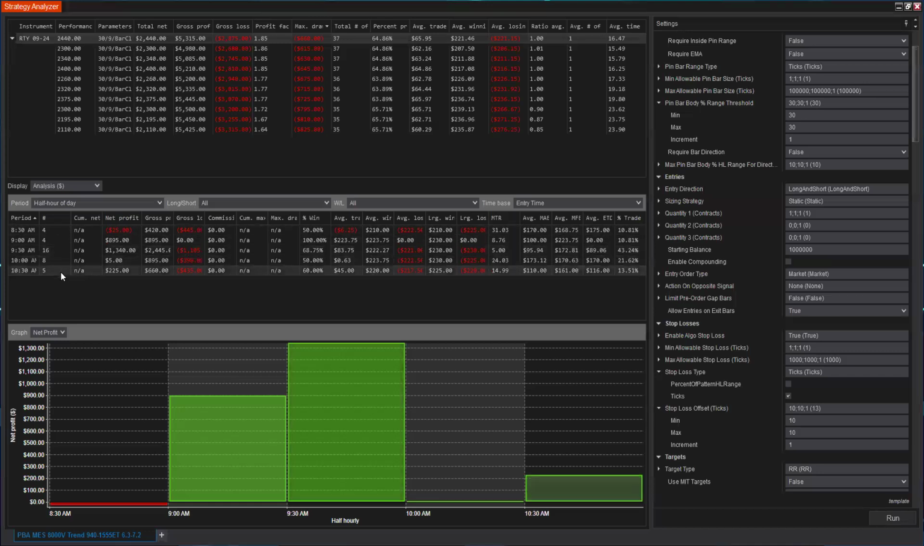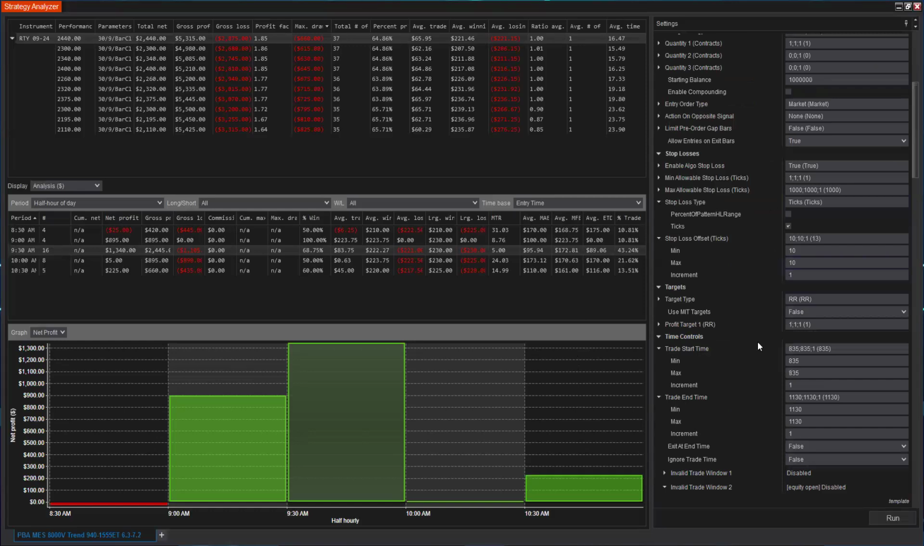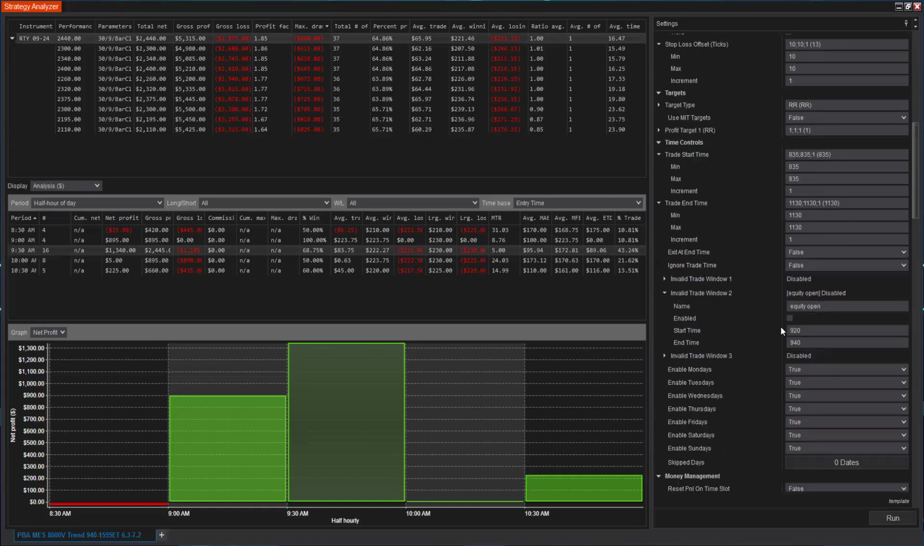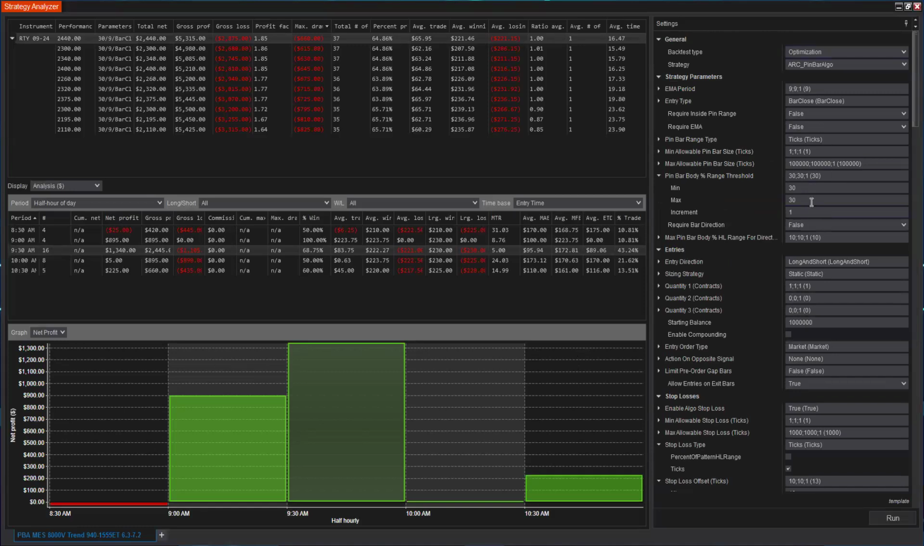Before I do that, let's go back to the chart on the time. 8:30 was about even. Interesting that most of the trades happen 9:30 to 10 after the open. Oh, this was disabled. Let's enable that as well and see what that does.